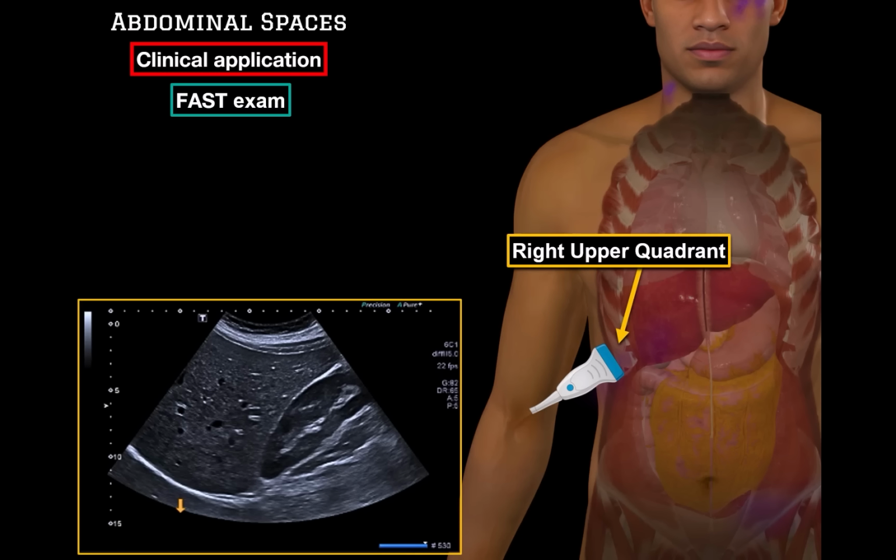In the right upper quadrant, we are examining the space between the liver and the right kidney, the hepatorenal recess, also known as the Morison's pouch. On a normal ultrasound, you can see that there is no visible space between the liver and the kidney. They appear right next to each other. That is because Morison's pouch is a potential space. Normally, it does not exist as an open gap.